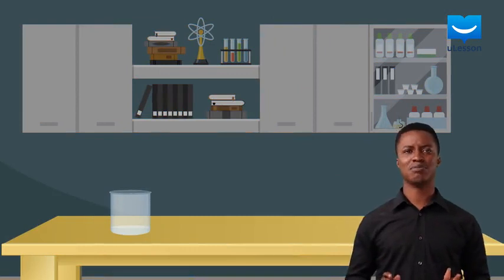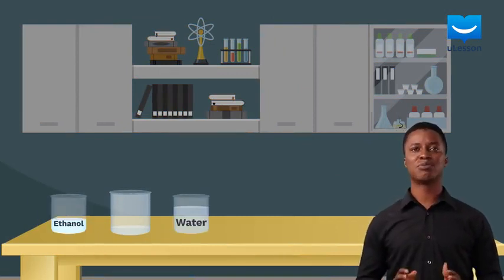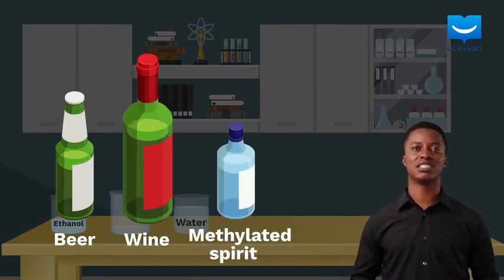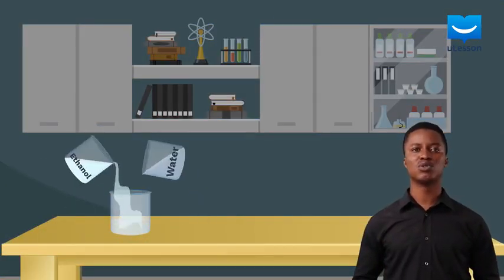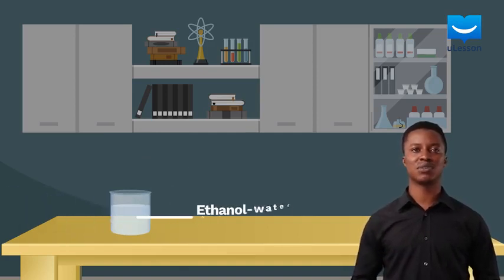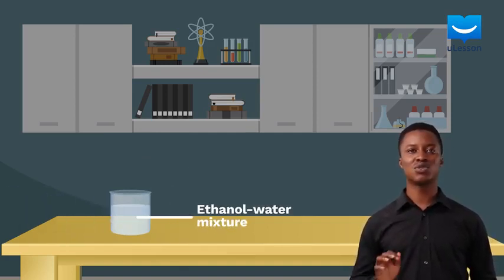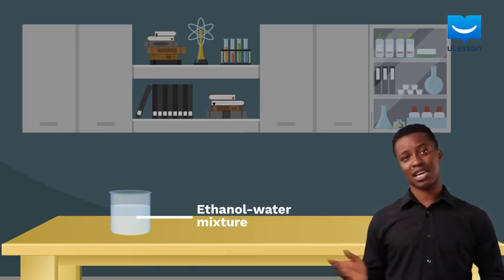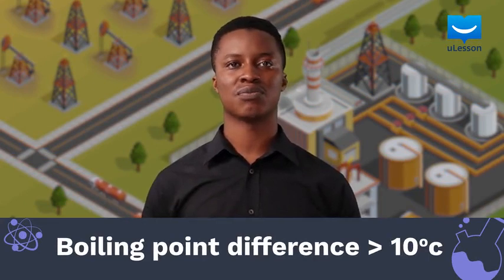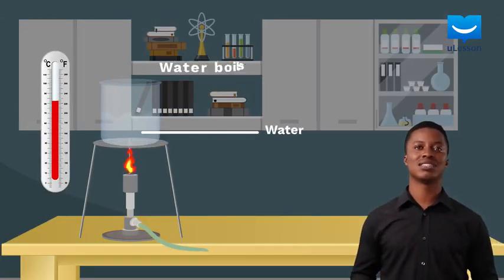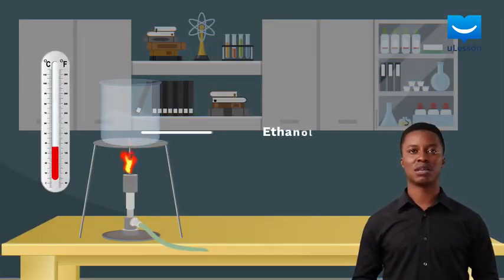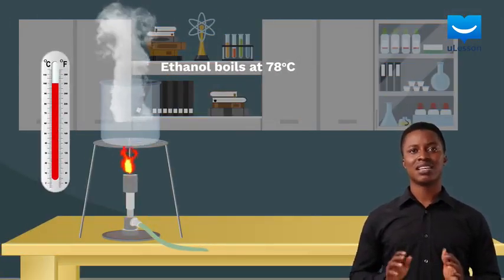Now, let us assume we have a mixture of water and ethanol. Ethanol is the primary constituent of your beer, wine, and your methylated spirits. It is important for us to note that distillation is a suitable method for this separation because the mixture consists of two liquids that are thoroughly mixable, as you can see. The liquids also have a boiling point difference that is wide. By wide, I mean above 10 degrees Celsius. We know this because we know that water boils at 100 degrees Celsius, while ethanol boils at 78 degrees Celsius. That these conditions have been satisfied guarantees us that distillation is suitable to carry out this separation.